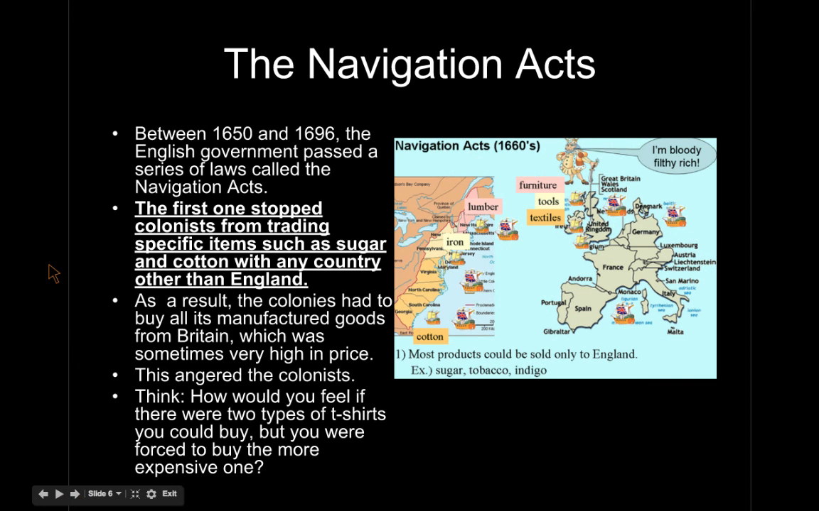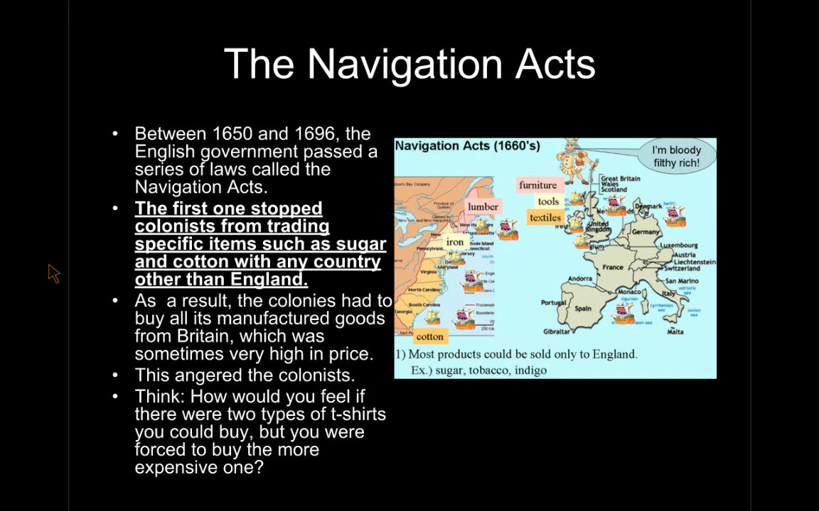That's exactly what England decided to do. They decided to control trade laws. Between 1650 and 1696, the English government passed a series of laws called the Navigation Acts. And the Navigation Acts were designed to make Britain as wealthy as possible. The first Navigation Act stopped colonists from trading specific items, such as sugar and cotton, with any other country other than England.